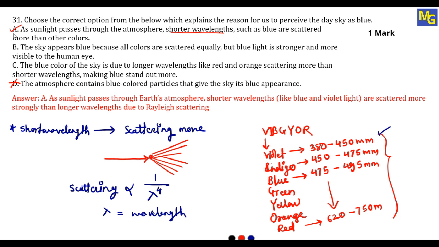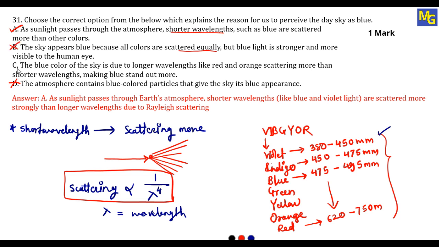So at this moment, option A is the correct option. Now we are going to move to B. The sky appears blue because all colors scatter equally. They are saying all colors scatter equally. It is not at all possible, because see the relation which I have given here. Scattering depends on the wavelength, and the wavelength is different for each light. Then all colors cannot scatter equally. So this statement will be wrong.